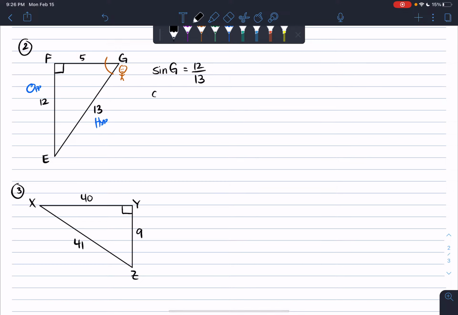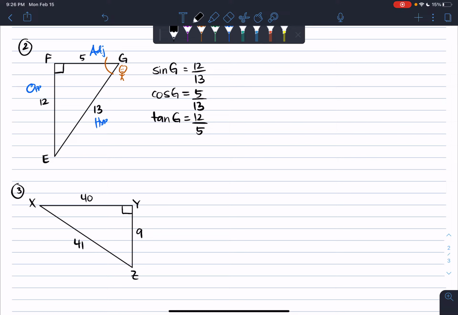Now cosine of G is adjacent over hypotenuse. So adjacent to G, or adjacent to where we are standing, is this 5 here. So we get cosine of G is adjacent 5 over hypotenuse 13. And finally, the tangent of G is going to be opposite 12 over adjacent 5.